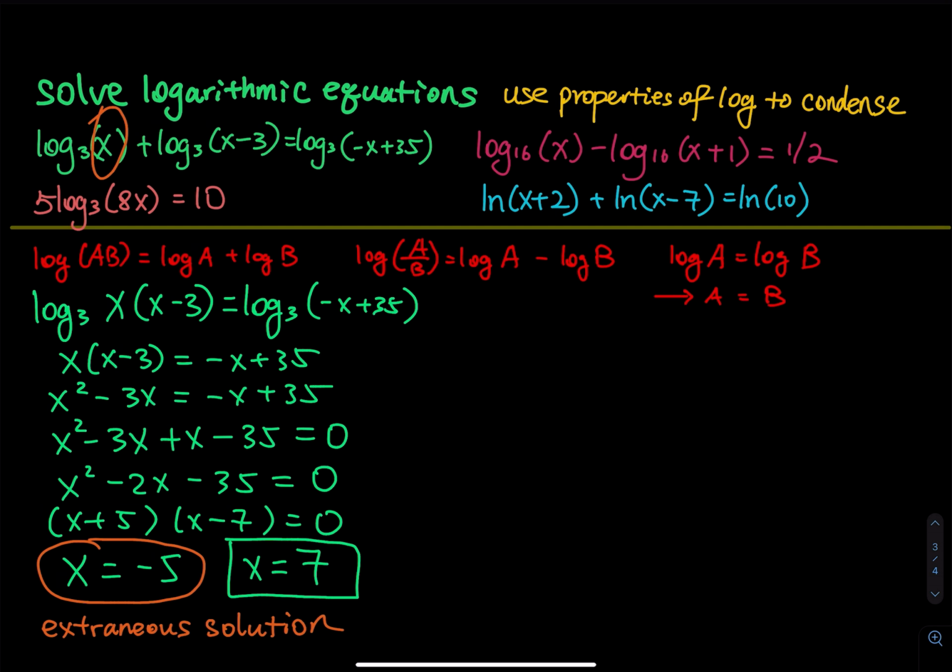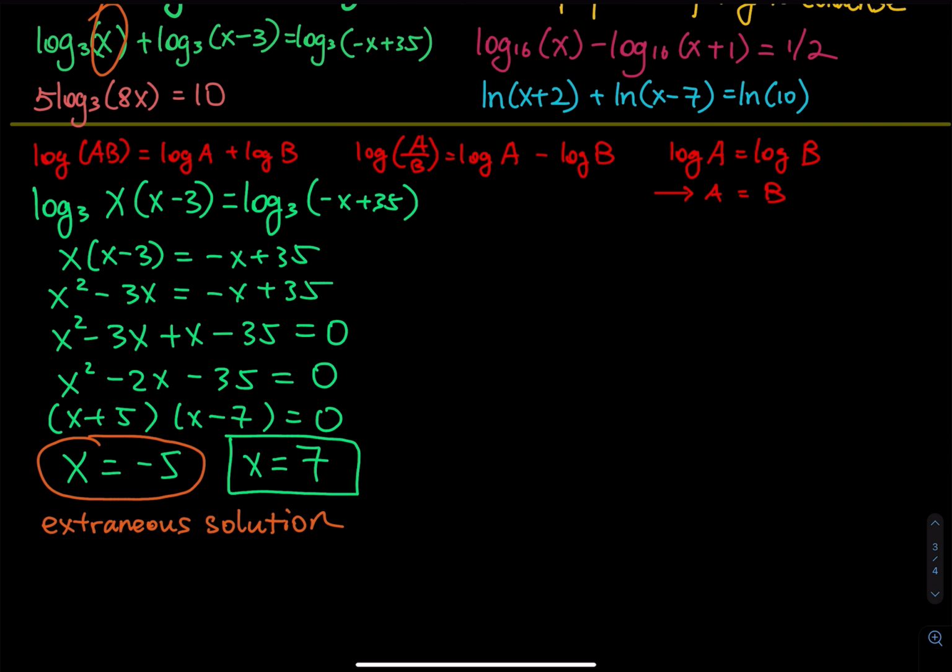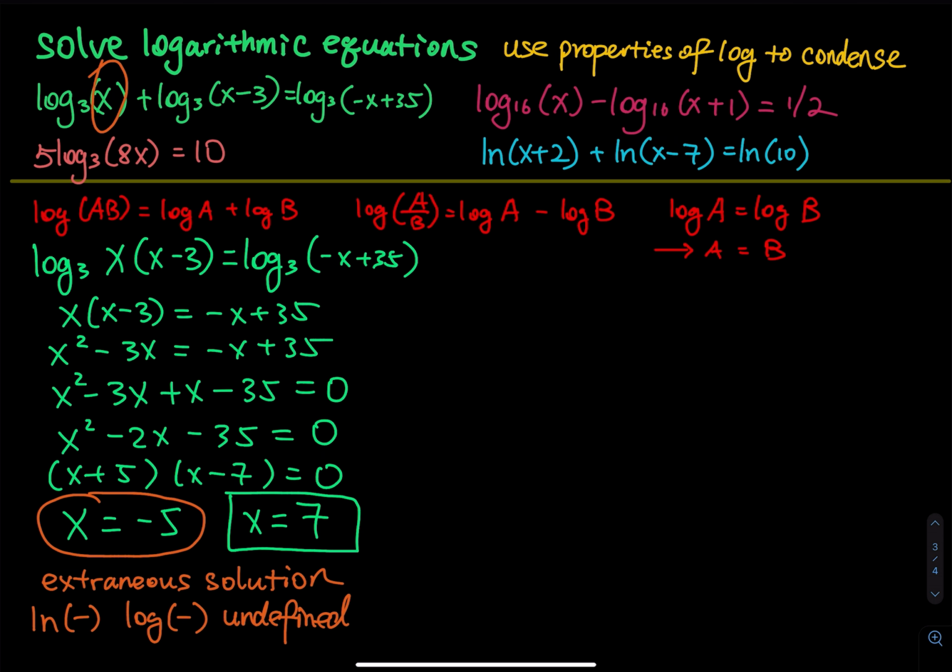I don't really care what the base is. Base 3, I don't really care. Log of negative, ln of negative is undefined. So I should put this right here: ln of negative and log of negative, they are undefined. So when you solve a logarithmic equation, always look for extraneous solutions. I'm not saying there is always an extraneous solution. You just have to look for it. All right. Moving on to the next problem.